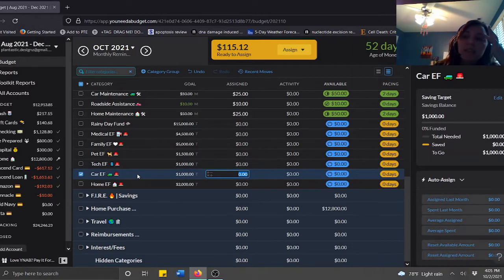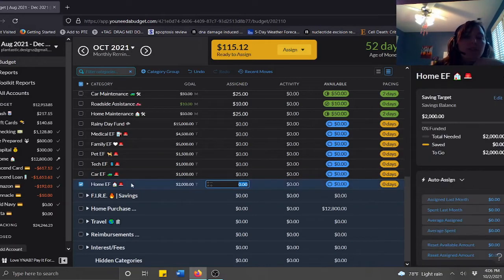This is basically any repair, hopefully under $1,000, that I would need to do that could fix my car, like a big repair, not just general maintenance like an oil change or anything.